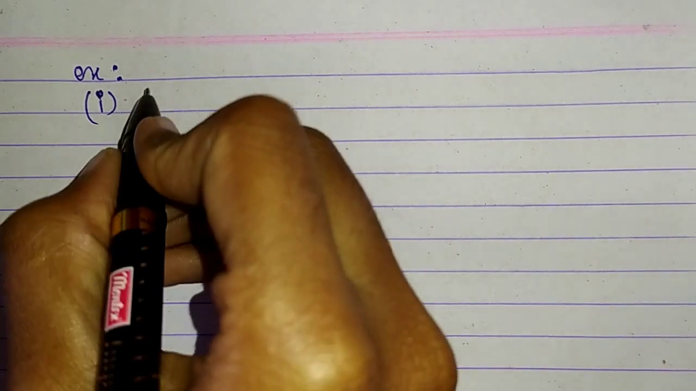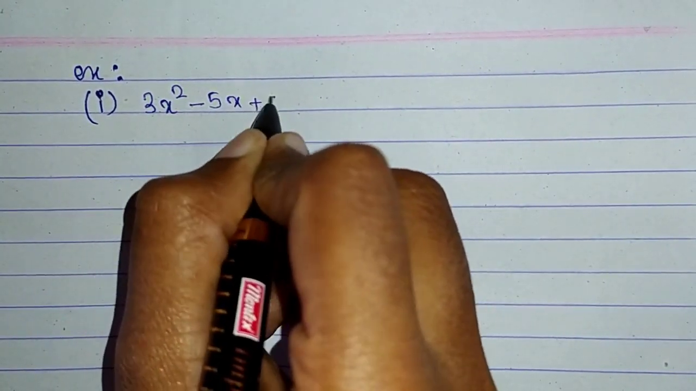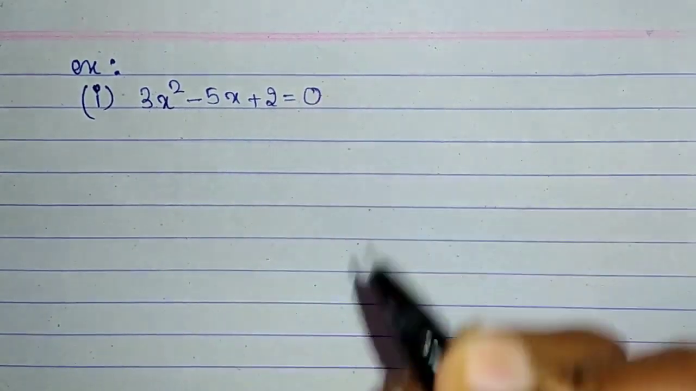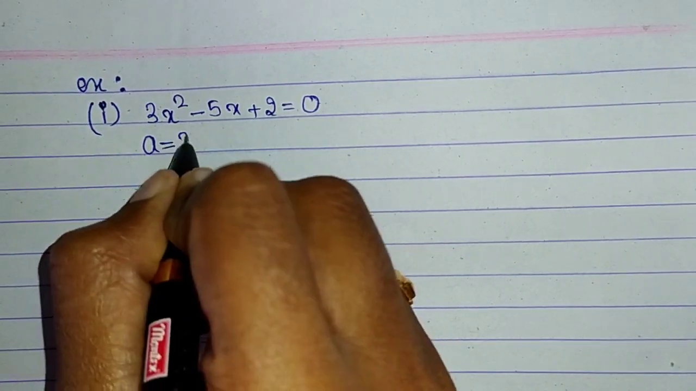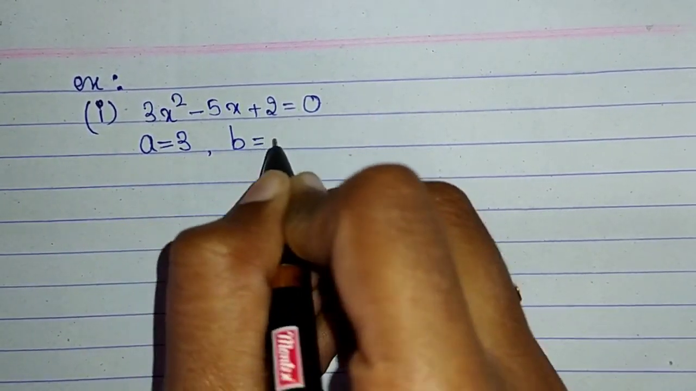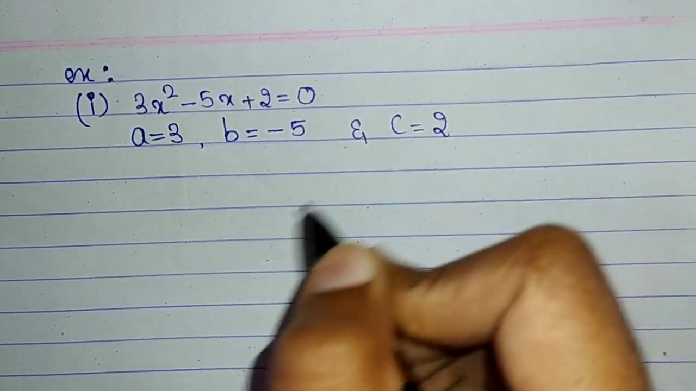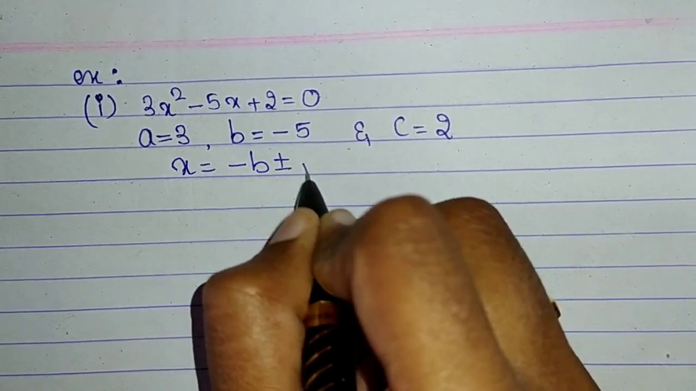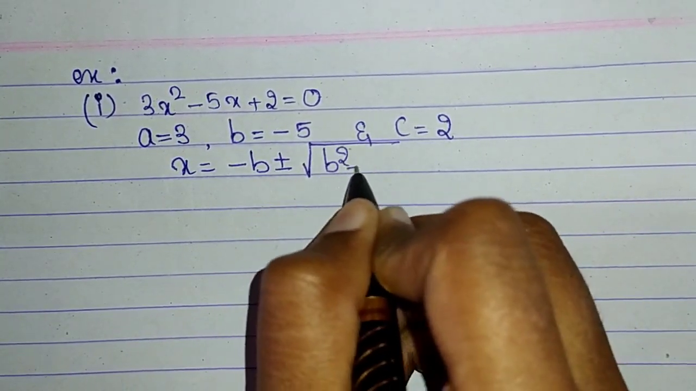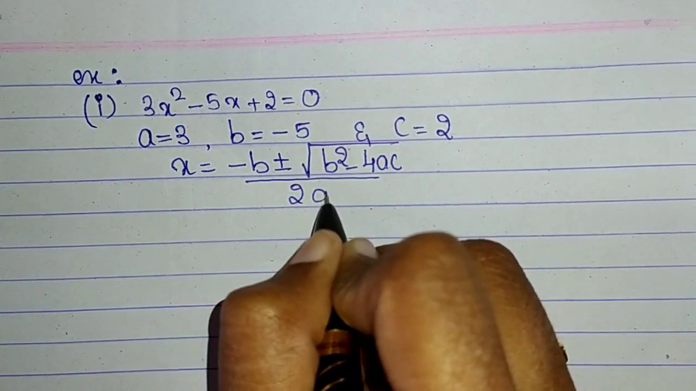So first, let us start with the first example, that is 3x square minus 5x plus 2 is equal to 0. This is our quadratic equation. So first let us write down a is equal to 3, b is equal to minus 5 and c is equal to 2. We know our quadratic formula, x is equal to minus b plus or minus under root b square minus 4ac whole divided by 2a.